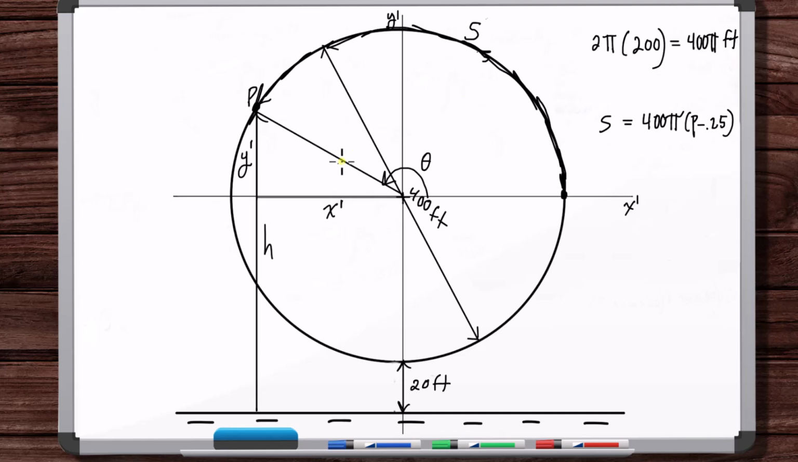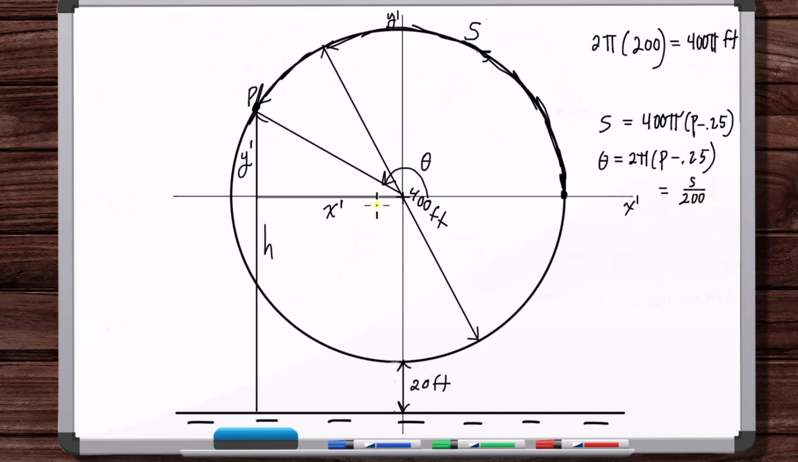It's just S divided by R, where R in this case is 200. So S divided by 200, so we've got 400 pi divided by 200. This is going to be 2 pi. And that's theta. That's the angle that the S subtends. That's theta, which again is S over 200.